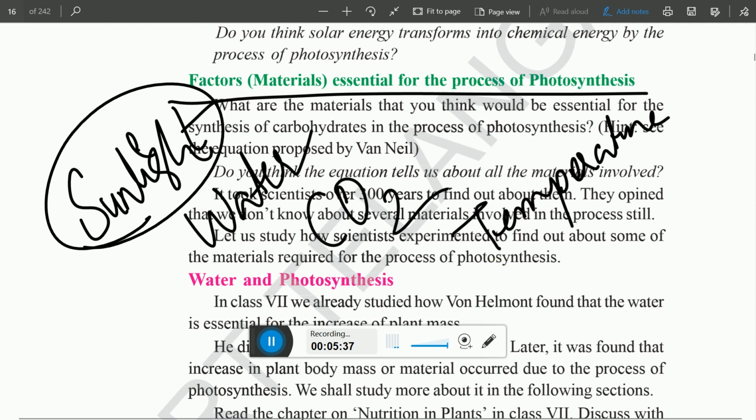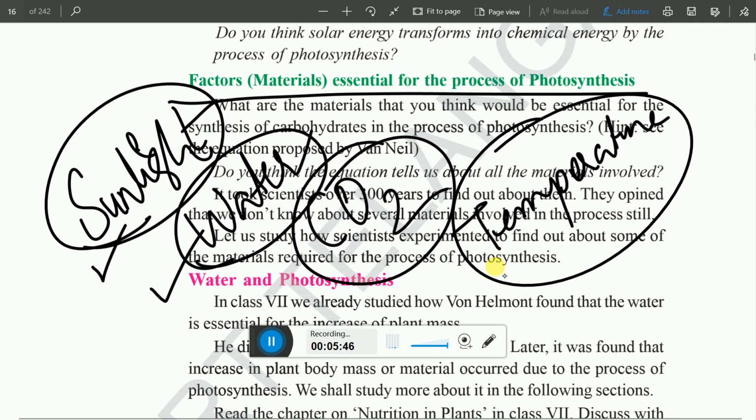More sunlight affects the photosynthesis. More water affects the photosynthesis. And carbon dioxide, temperature more. That means if we increase temperature more, then photosynthesis also will be altered a little.